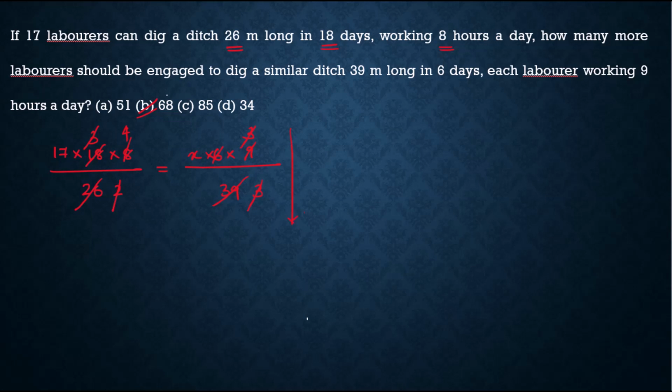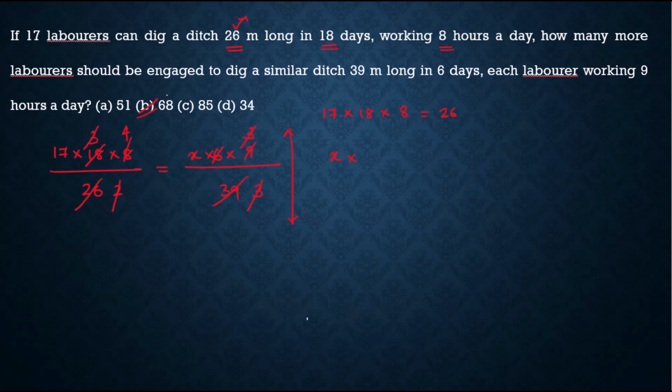You will be confused why this guy is doing the problem in one step. You can solve it like this. There is another method. What is the work done in the first case? The first case is 17 laborers working 18 days, 8 hours per day. What did they make? They made a 26-meter long ditch. That means the work is equal to 26 meter.